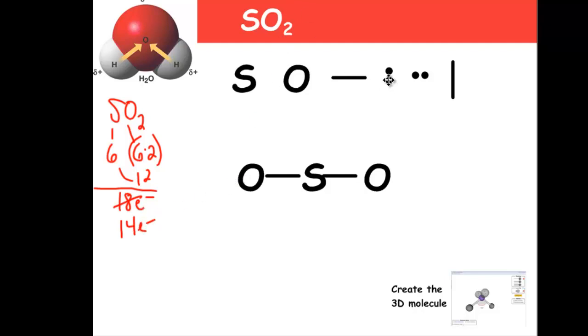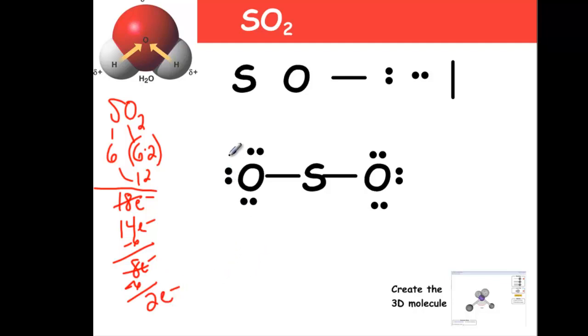Now the next step is to give the outer guys an octet. Neither oxygen's happy because they only have 2 in the bond, so they need 6 more. So I'm going to subtract those 6. That's 8 electrons in the 4 lone pairs that I'm giving out, and now I'm going to put 6 over here. And that means 8 minus 6 is 2 left. I have 2 left. So where do I put them?